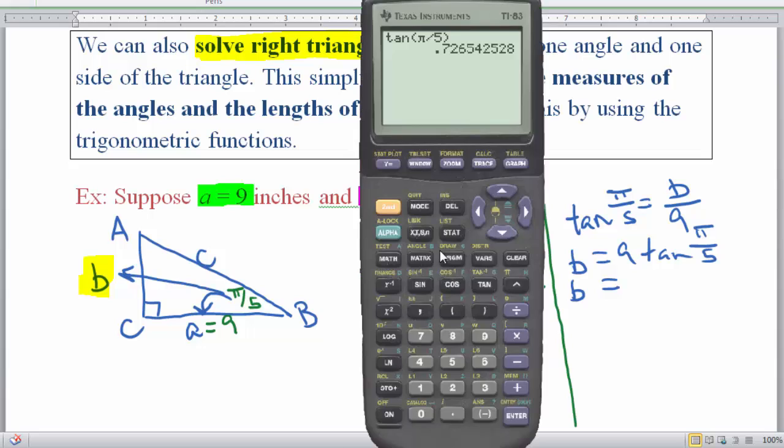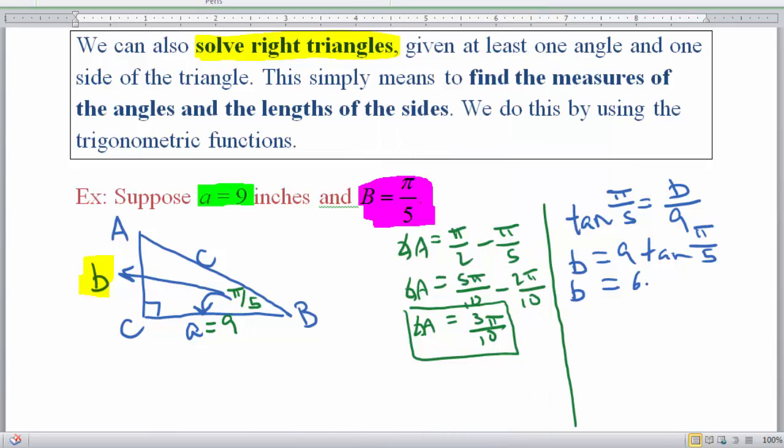That's the exact length of the leg, 9 times the tangent of pi over 5. But if I want to get the approximation, I would just put the tangent of pi over 5 in there and then multiply by 9. So I get 6.54, let's say. So the other leg in this case would be 6.54, and this is measured in inches. So there's my one length.